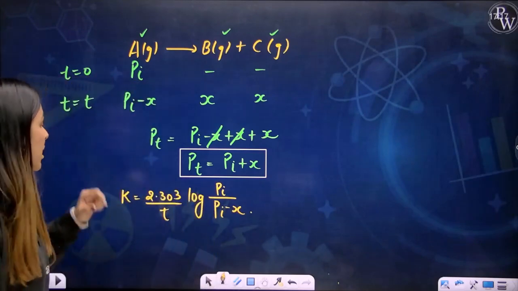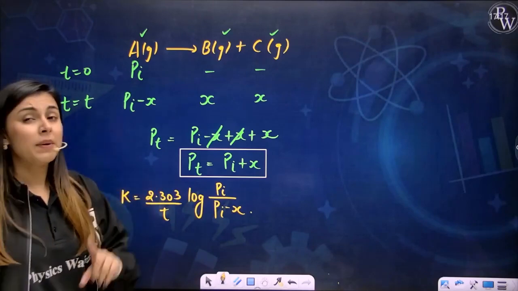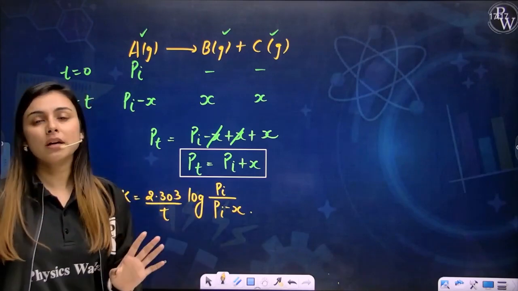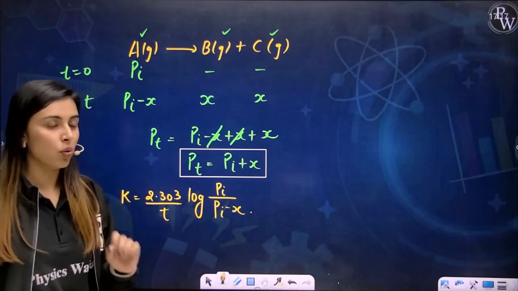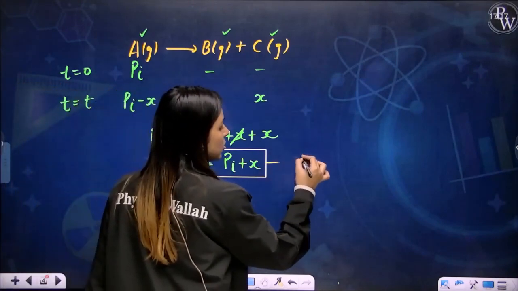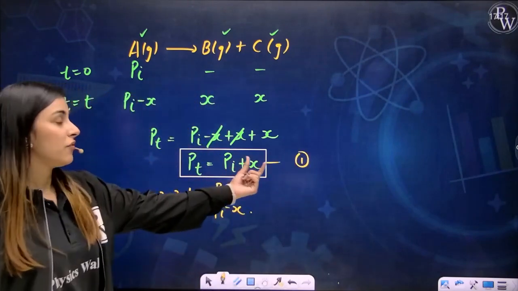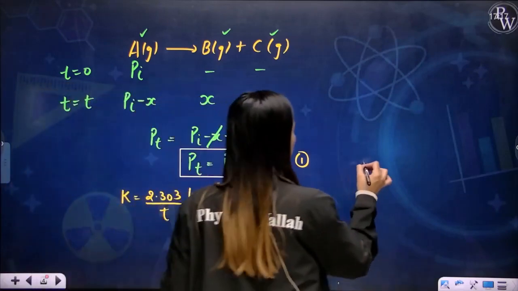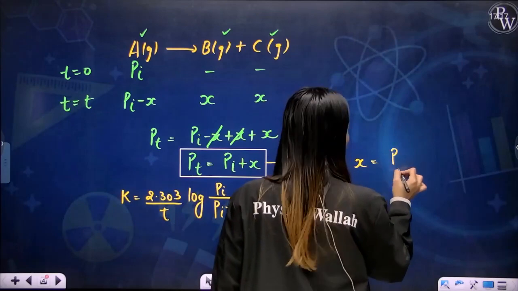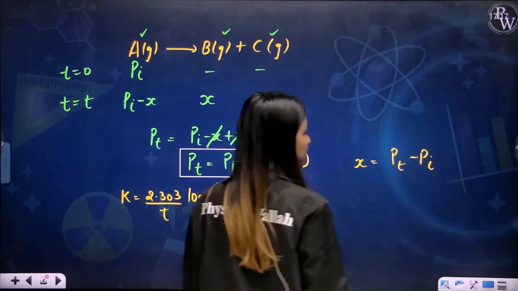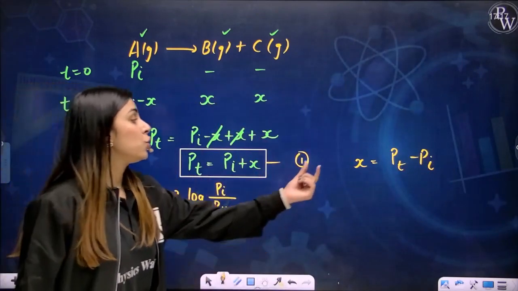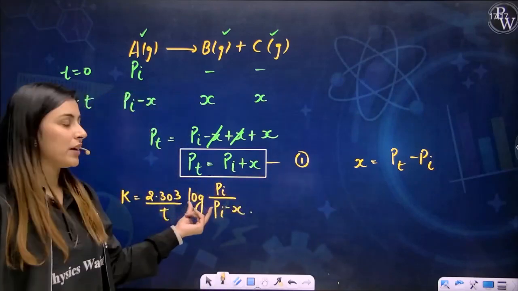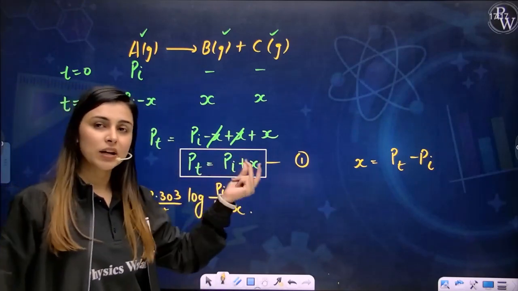So this is the integrated rate law we have found out in terms of the pressure of the gas. Okay, perfect. Now, this is your law. But till now, you are not able to derive what you were asked. If I say that this is equation 1, then can I find out the value of x from the first equation? Yes, x is actually equal to P total minus P initial. Now you have to incorporate this x value into this expression. So let's try to do that.